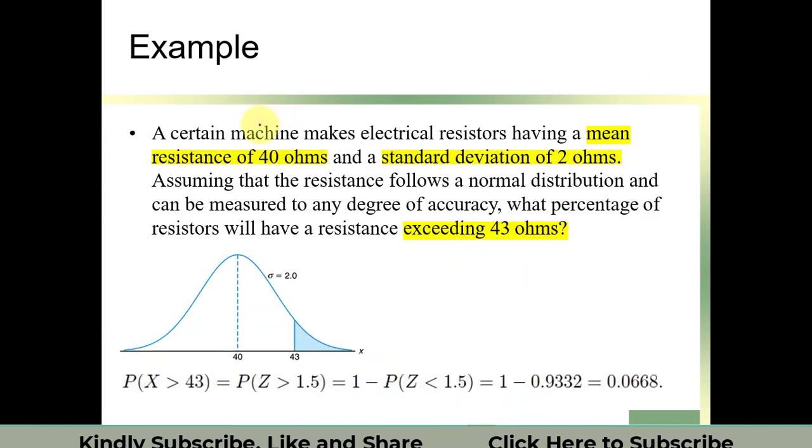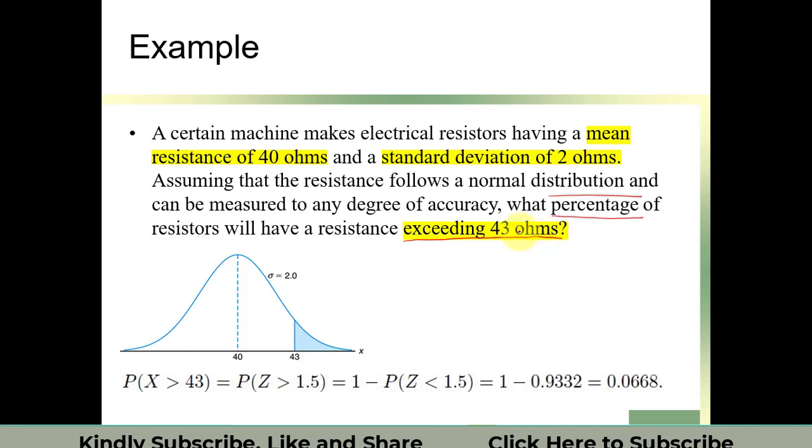I hope so. Now the question is: a certain machine makes electrical resistors having a mean resistance of 40 ohms and a standard deviation of 2 ohms. Assuming that the resistance follows a normal distribution and can be measured to any degree of accuracy, what percentage? So this is of our interest. This word means we also have to interpret this question; by the end, when we solve it, we have to give the percentage and interpret that percentage of resistors that will have a resistance exceeding, again this is also of our interest, exceeding 43 ohms.